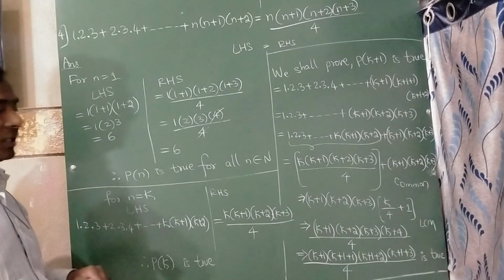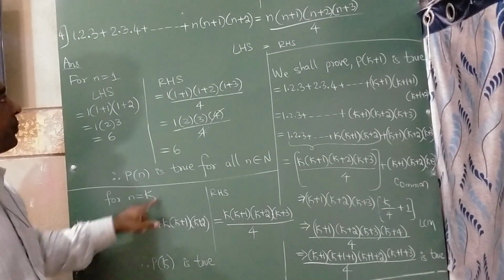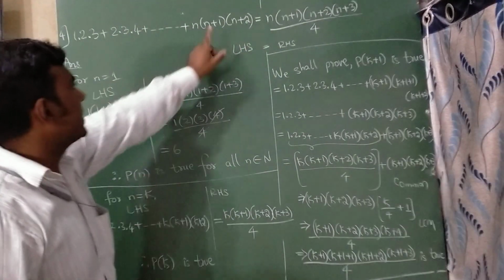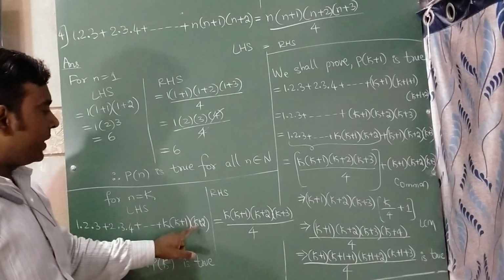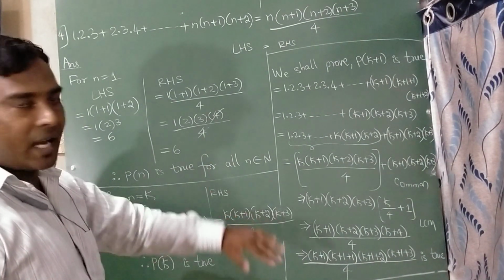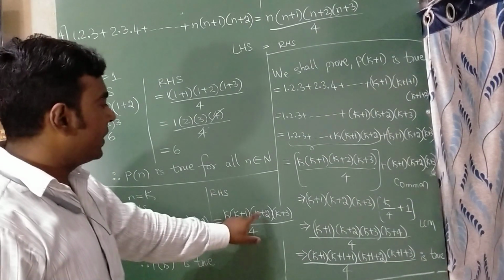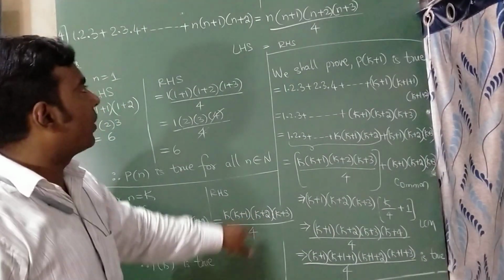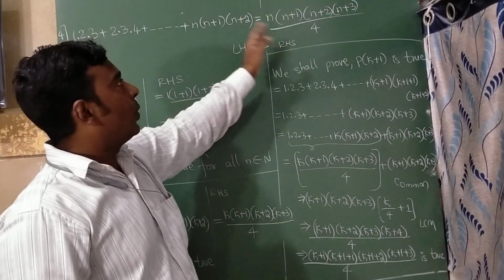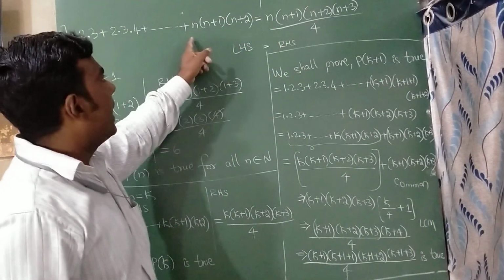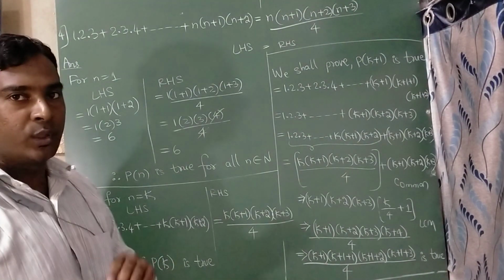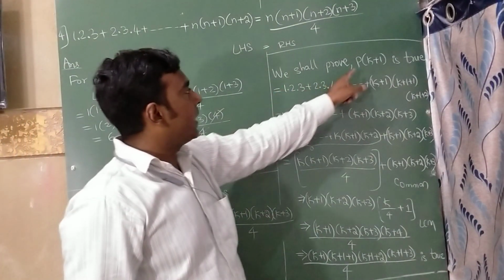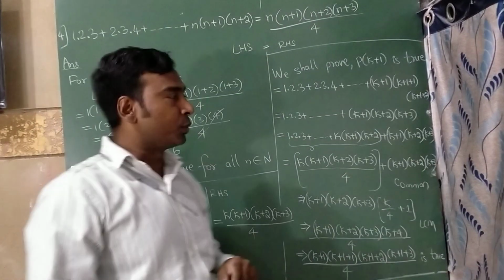Now the second condition is for n = k. Wherever there is an n, I must substitute k. So k plus 1, k plus 2 is equal to, on the RHS part, k plus 1, k plus 2, k plus 3 divided by 4. In both LHS and RHS, I have substituted k. Therefore, P of k is also true. Now we shall prove that P of k plus 1 is also true.